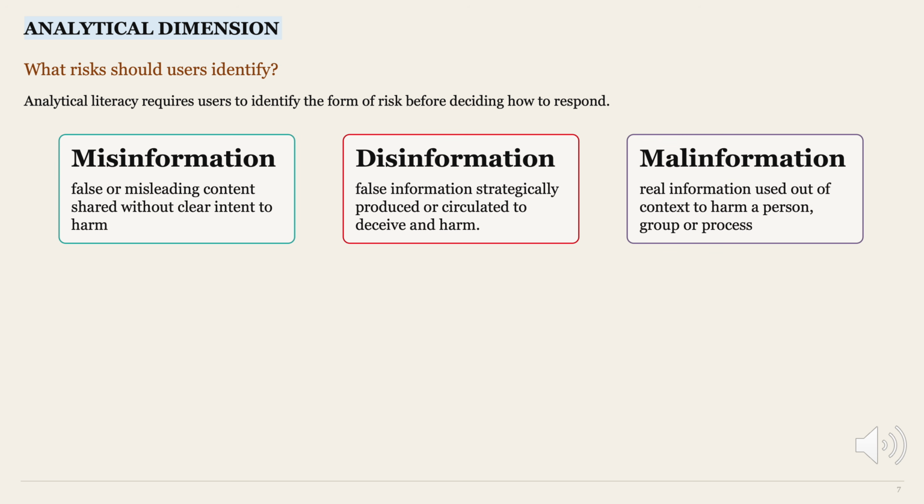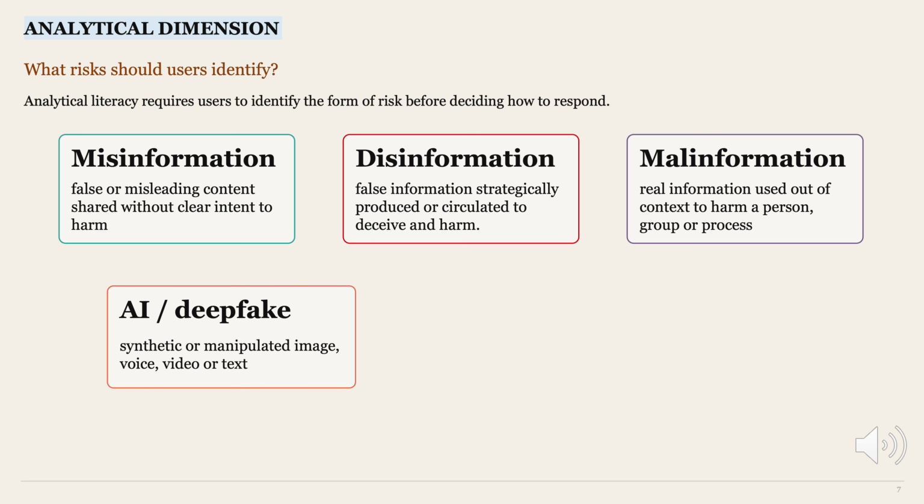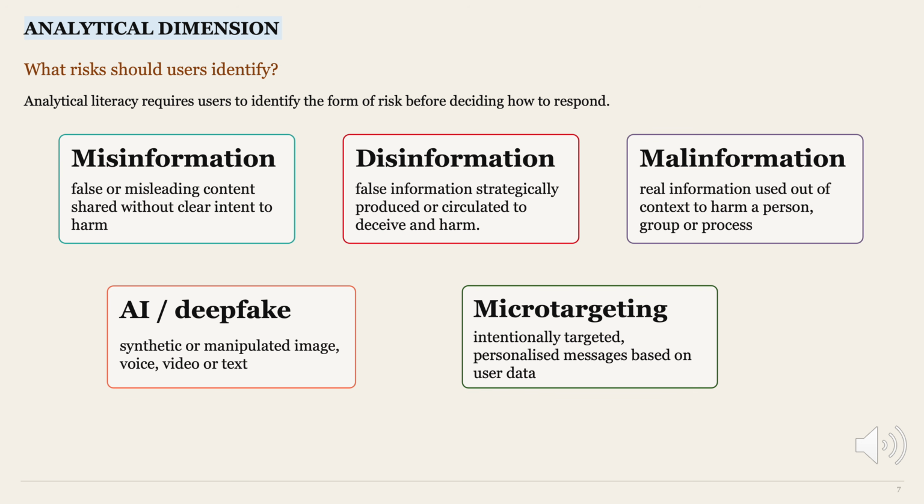Malinformation uses real information, but removes it from context or uses it selectively to harm another person, group, or democratic process. AI and deepfakes can create or manipulate images, voices, videos, or text, making false content appear realistic. Microtargeting refers to intentionally targeted, personalized messages based on user data, interests, fears, or vulnerabilities.